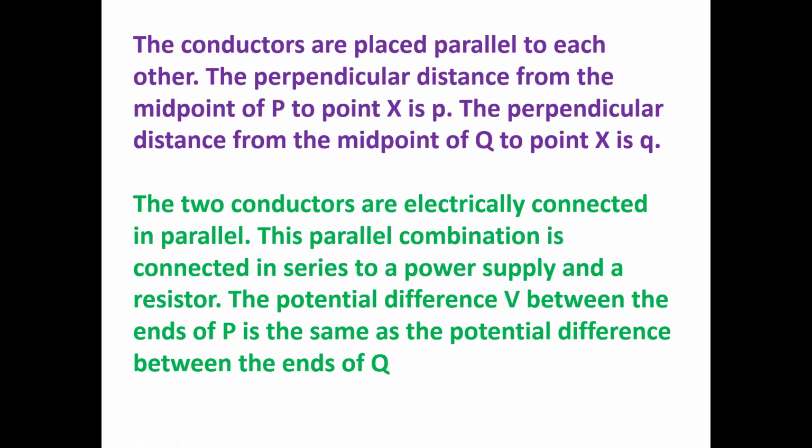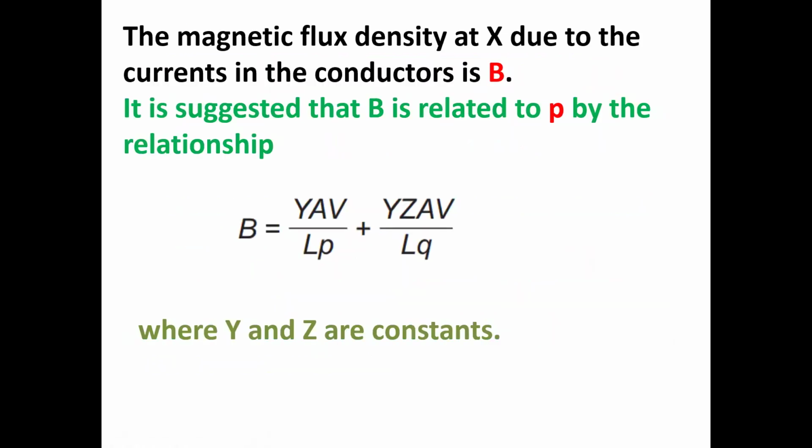Okay, done. The magnetic flux density at X due to the currents in the conductor is B. What is magnetism doing here? This concept is called electromagnetism. Electromagnetism says that when current is passing through a conductor, it produces a magnetic field. This is called electromagnetism.